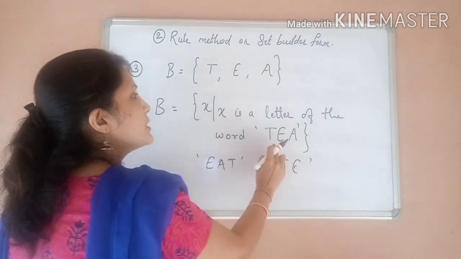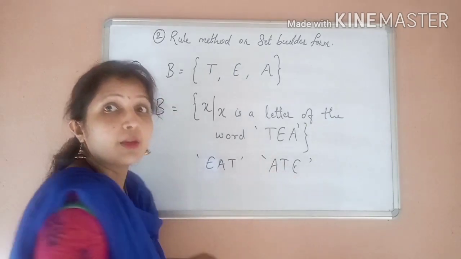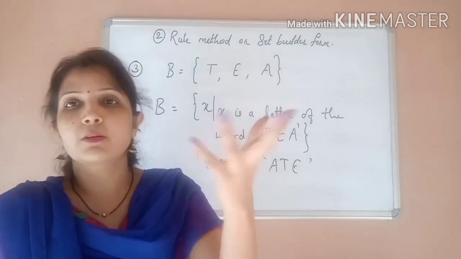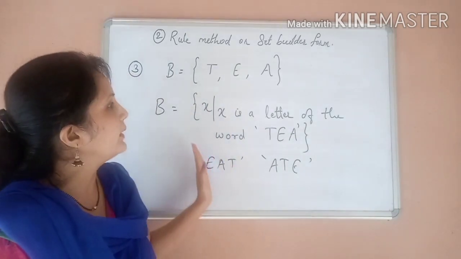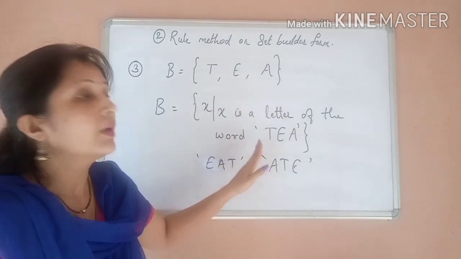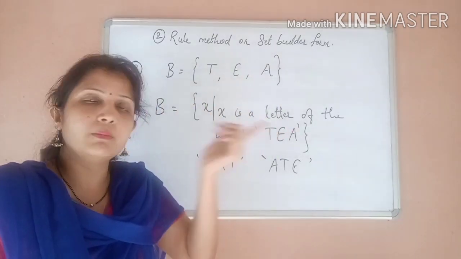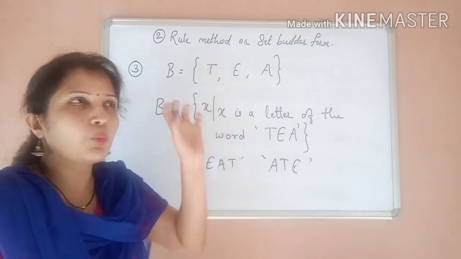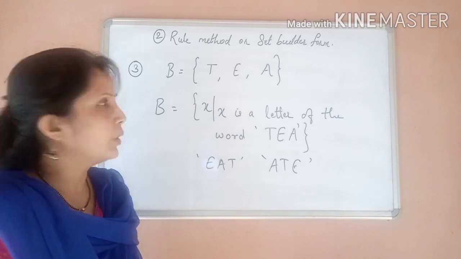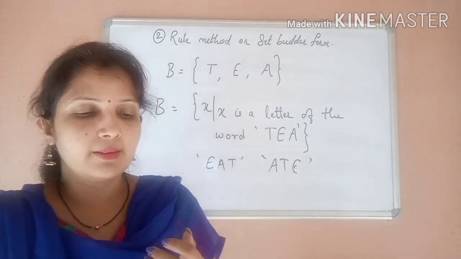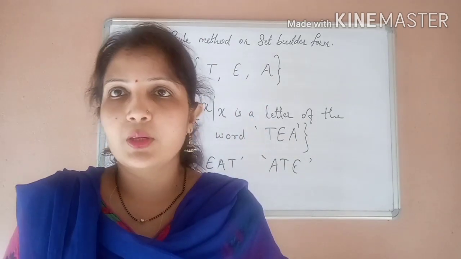So even if instead of TEA, you write EAT, ATE, or if you discover any other word, it doesn't matter, but the word should be meaningful. You can write any of the words. So x is a letter of the word. Now don't waste time thinking what other word it can be. What is easy for you, what you take at once, use that word. Okay, I hope both the methods are clear, the listing method and the rule method or set builder form.